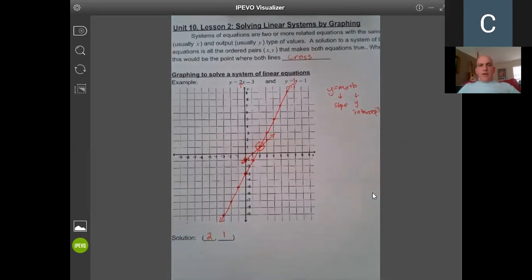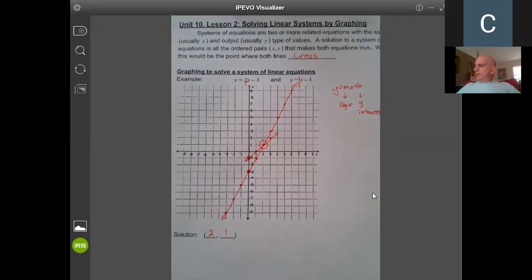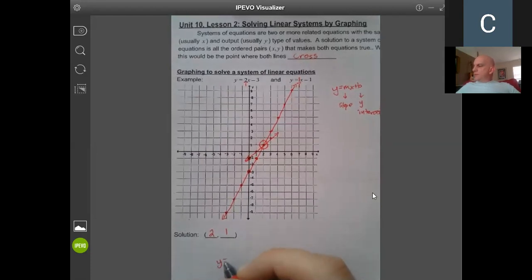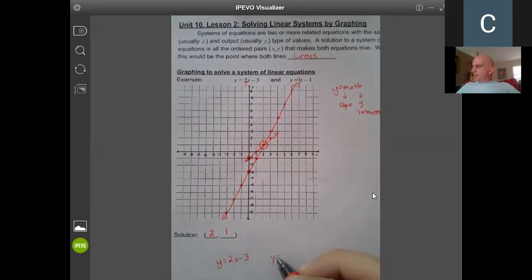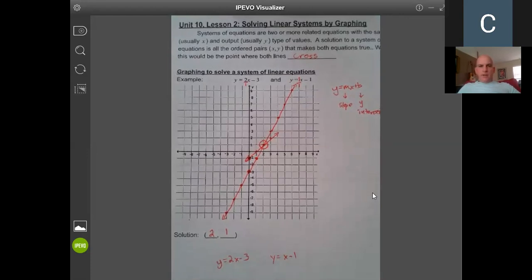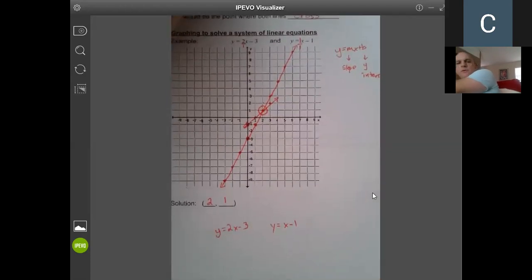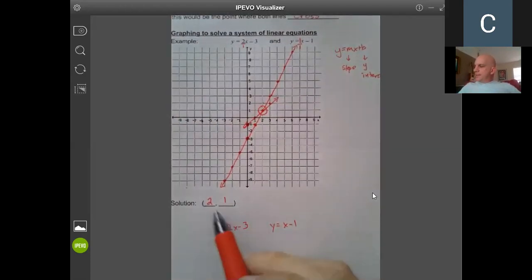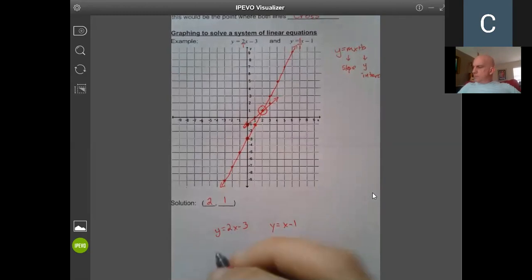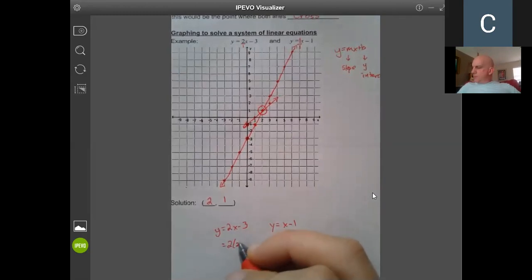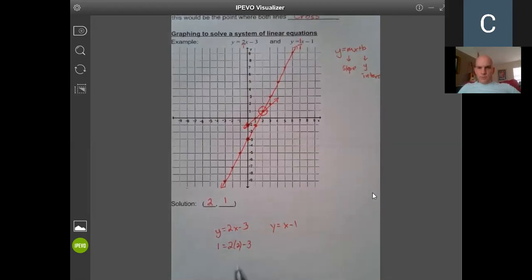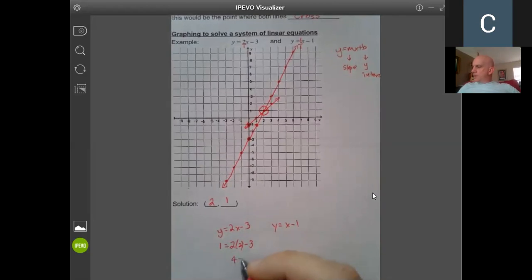Now, if I want to use what we talked about on Friday and check this, y equals 2x minus 3 was my first equation, and y equals x minus 1 is my other equation, okay? So if I want to check this, let me scoot this down so I get a little bit more space to show you. So checking this, I'm going to replace x with 2 and y with 1, and see if that's true. Okay, this is going to be 4 minus 3, which does equal 1.